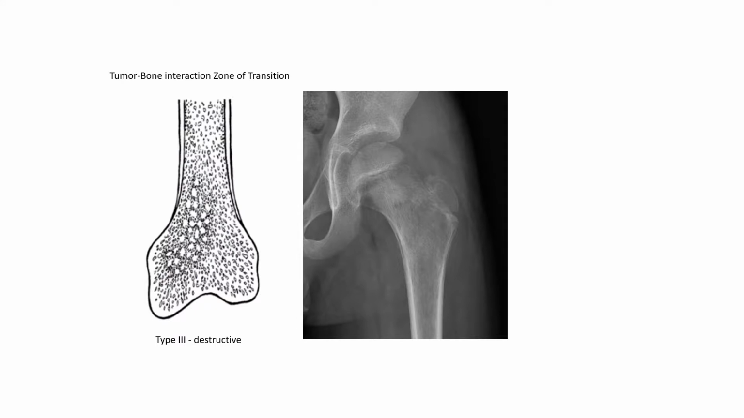Progressing further is the destructive appearance. You can see here that the tumor is moving so quickly that there's barely any response from the bone. So again, in the tumor-bone interaction here, the tumor is so aggressive that the bone has no time to respond.